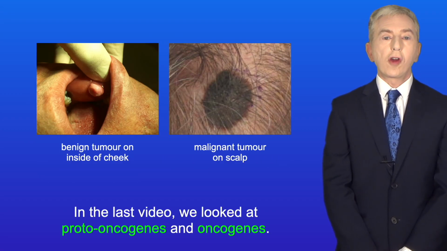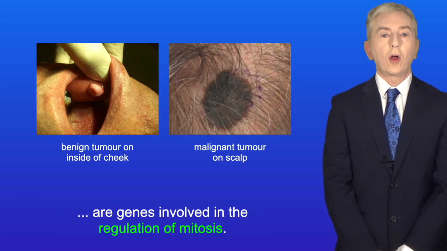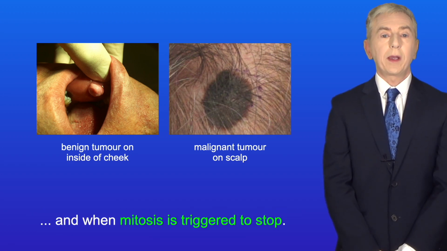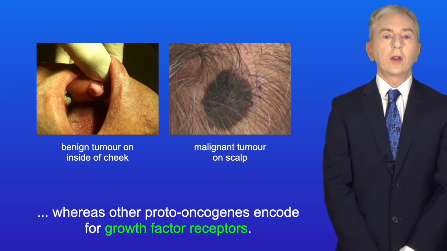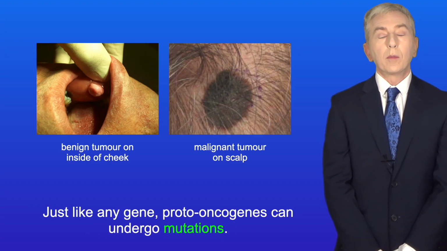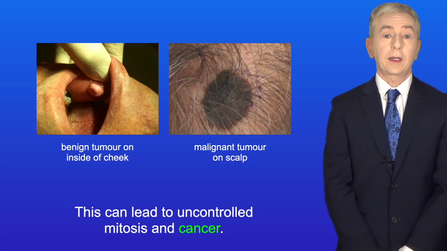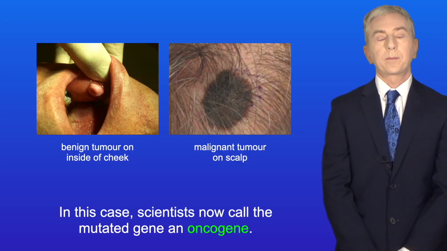In the last video, we looked at proto-oncogenes and oncogenes. Remember that proto-oncogenes are genes involved in the regulation of mitosis. Proto-oncogenes are involved in controlling when mitosis is triggered to take place and when mitosis is triggered to stop. For example, some proto-oncogenes encode growth factors, whereas other proto-oncogenes encode for growth factor receptors. Now, just like any gene, proto-oncogenes can undergo mutations. This can lead to uncontrolled mitosis and cancer, and in this case, scientists now call the mutated gene an oncogene.